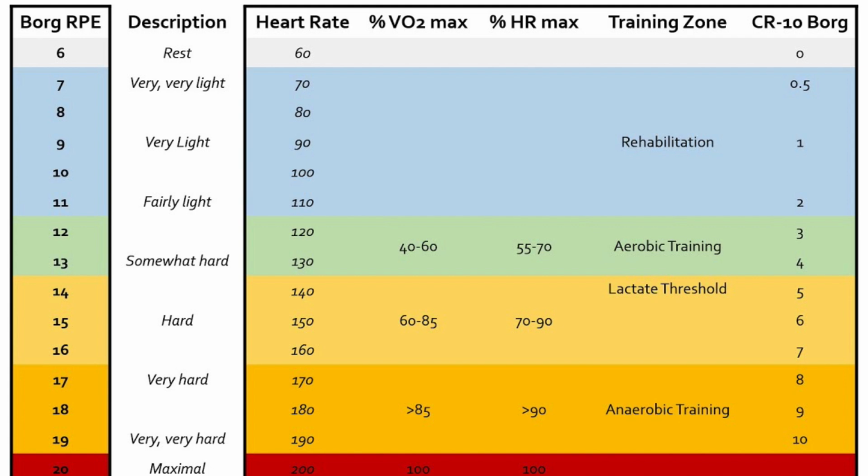You didn't know that. I didn't. But according to the Centers for Disease Control and Prevention, CDC, the Borg score 6 corresponds to a heart rate of 60 beats per minute. So a Borg score of 12 corresponds to a heart rate of 120. A Borg score of 20 corresponds to a heart rate of 200 beats per minute.